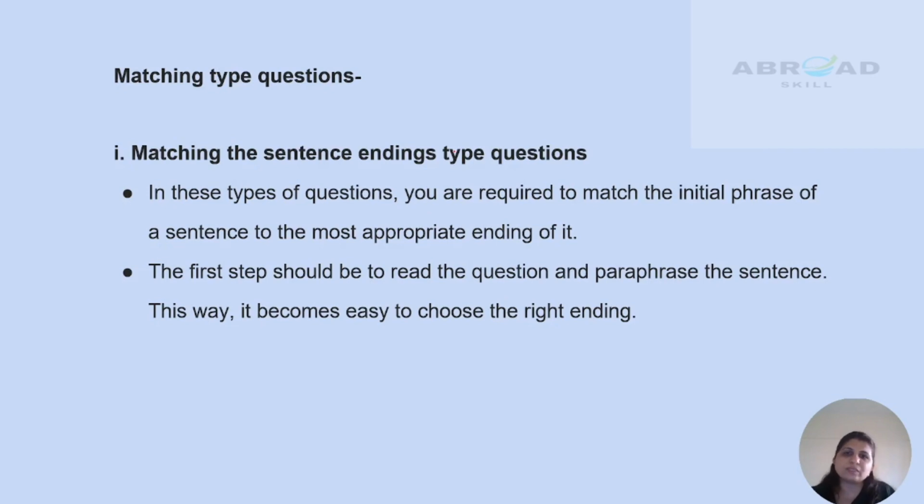So the first type of matching type can be matching the sentence endings. Okay. So here what will be given to you, the initial part of the sentence will be given to you, alright, and a box will be given wherein different sentence endings will be mentioned, like A, B, C, D, E, and the initial part of the sentence is given over here. So for example, the first sentence is matching with this sentence ending of B, alright. So your answer sheet will be 1B.